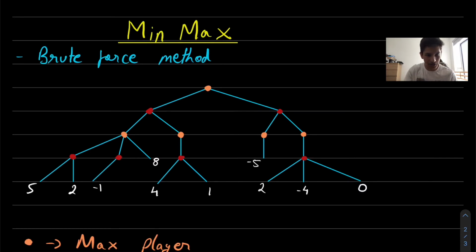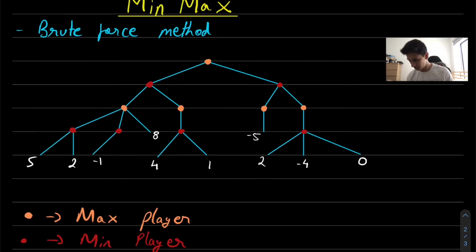Anyway, so let's say we have 2 players. We have orange and we have red. Orange is a max player and red is a min player. That means orange is trying to maximize the score. We have scores at the leaf nodes, 5, 2, -1, 8, 4, and so on. And the min player is trying to minimize the score. So yeah, self-explanatory. As we see, it's orange's turn first.